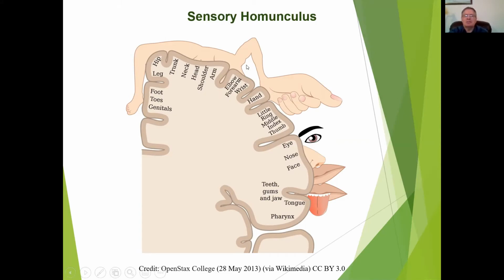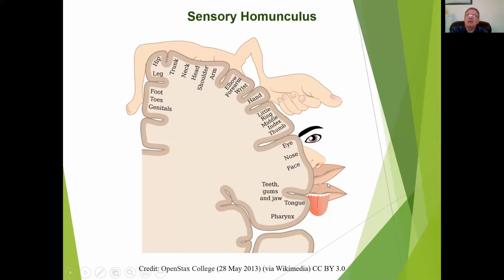Now, the homunculus is a schematic representation of the cortical projections for motor and sensory functions. The body is drawn in proportion to the amount of cortical tissue that subsumes each part. So, for example, the sensory homunculus shown here has a prominent tongue, okay?